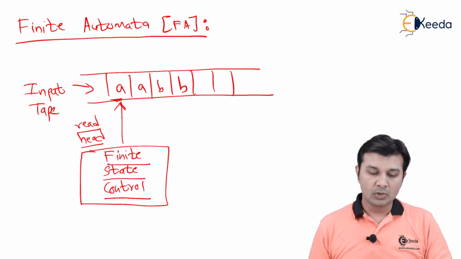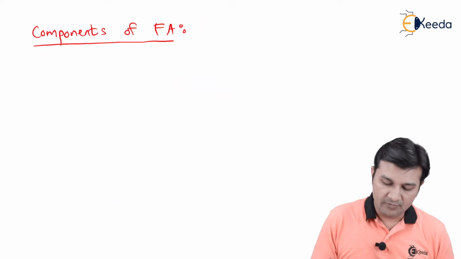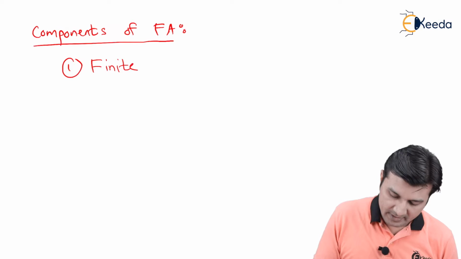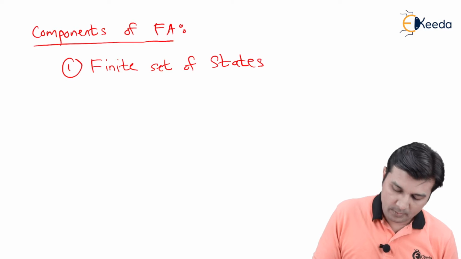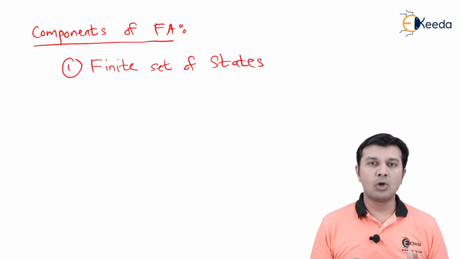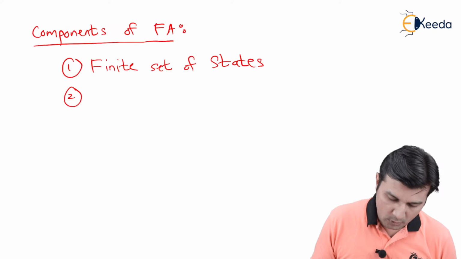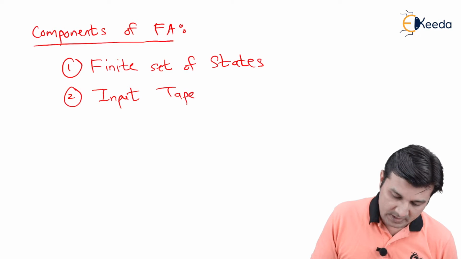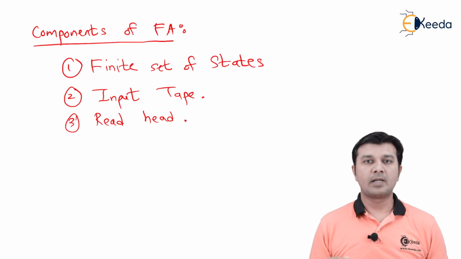Going ahead to the components of the finite automata. Now my finite automata consists of three components. The first component which I have over here is called as finite set of states. Most important thing, finite automata will always have a set of states and they are going to be finite in nature. The second component which I have is called as the input tape, which we just discussed, and the third component that you have is called as the read head.